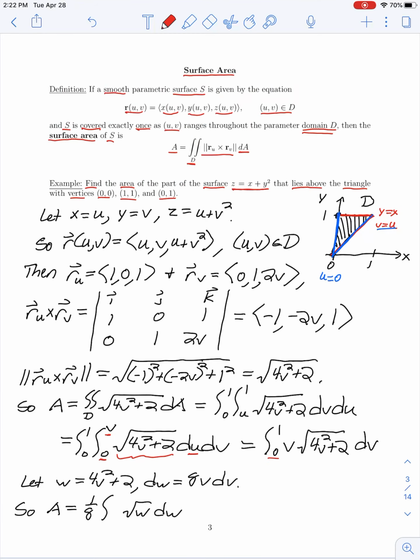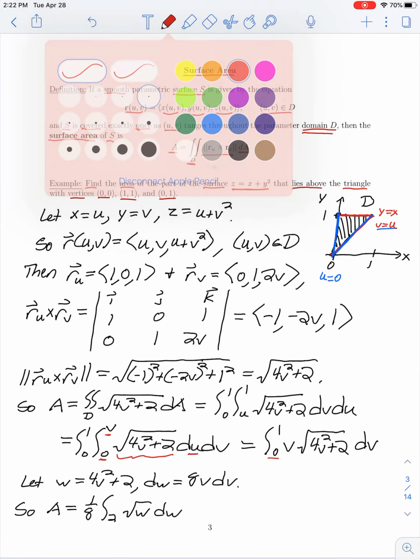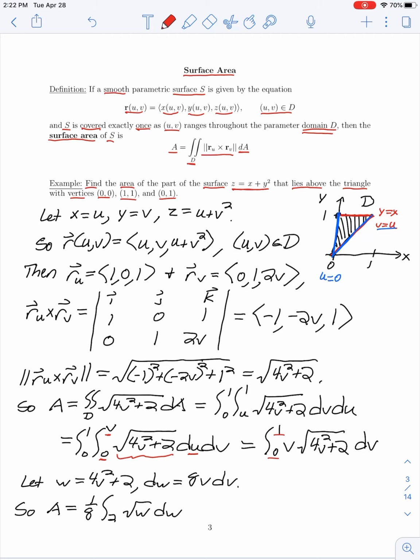So for our lower value, when v is equal to 0, we see that w is equal to 2. And for our upper value, when v is equal to 1, w is then equal to 6. So integrating from 2 to 6 here. So let's see what we have. We have a constant 1/8 times the antiderivative of square root w, which would be 2/3 w to the 3/2 power, which we're integrating from 2 to 6.